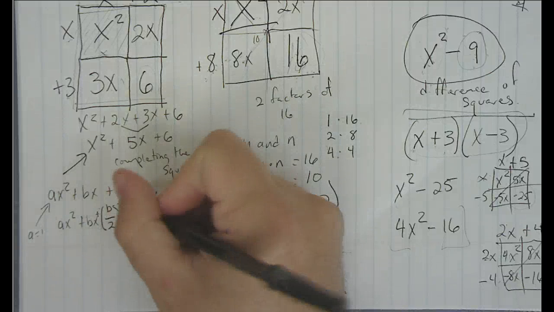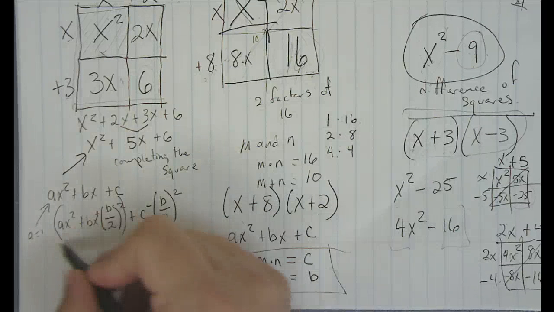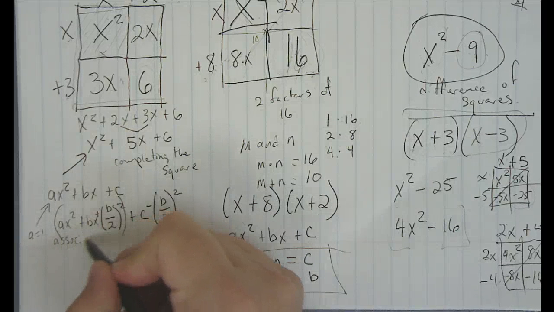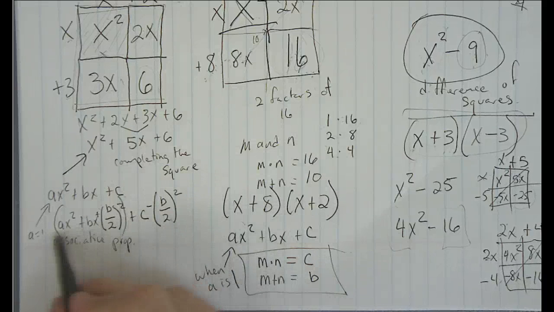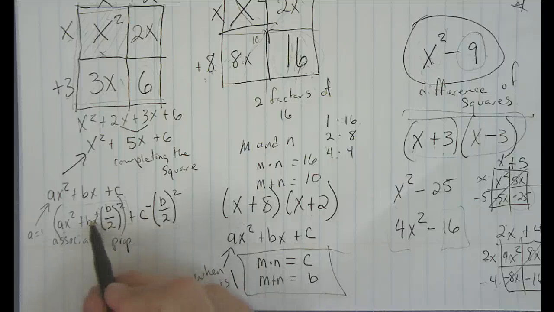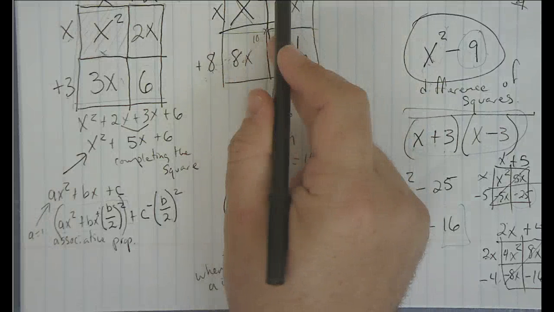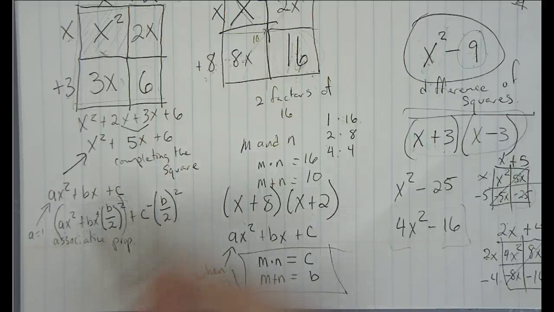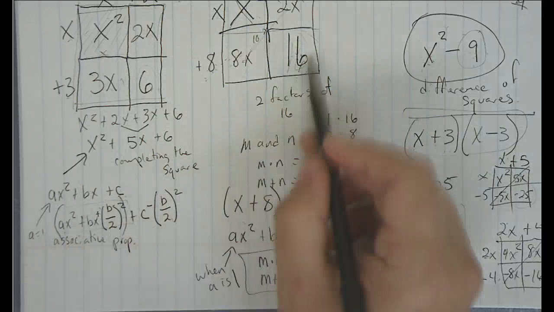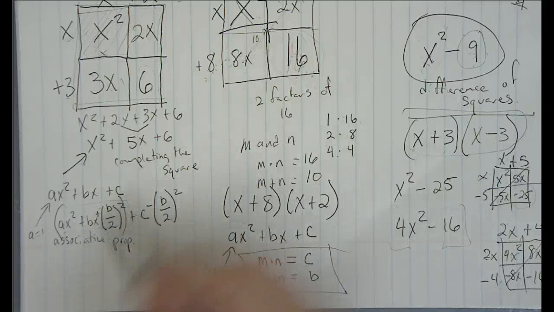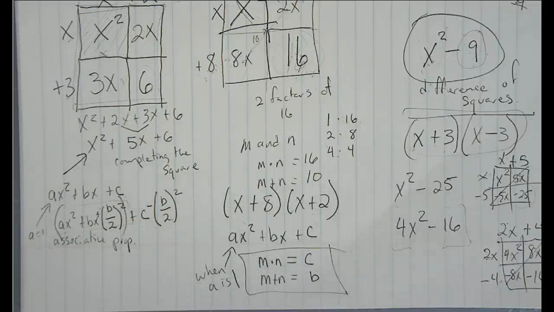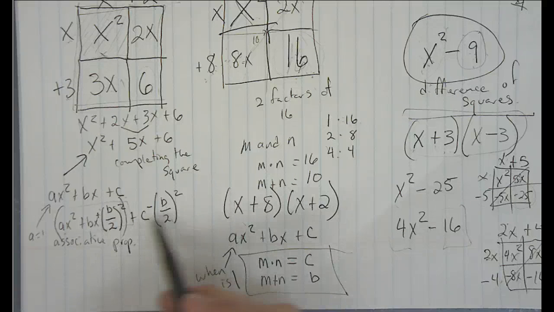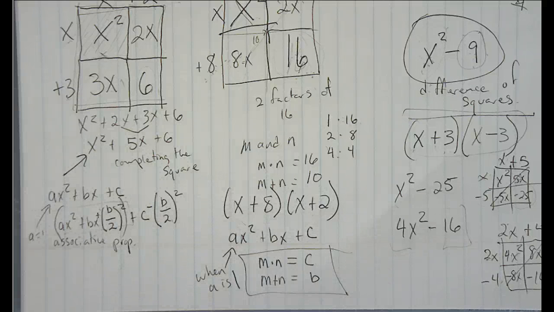How it can help me is I can now group, this is called the associative property, and all I have to do is look at these terms and do my factoring like we did above. I ask, what do I need to get this term here, and what do I need to get that term down there? And I need to make sure that my factors for this add up to b. Then we can factor this part, and that just becomes an extra part of the problem.